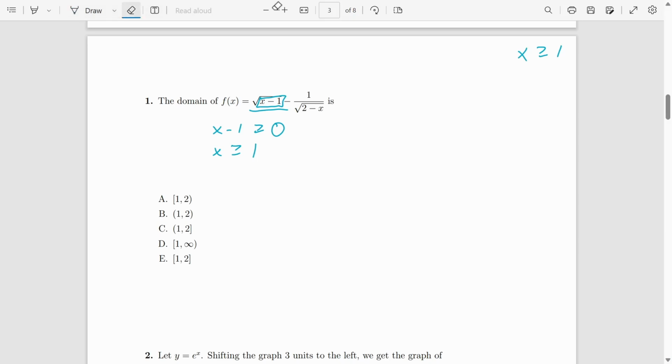For our second, we can either do what's inside the square root or the entire denominator. Let's do the other square root. So let's see, 2 minus x is greater than or equal to 0. Subtract 2 from both sides. Negative x is greater than or equal to negative 2. Multiply both sides by negative 1, x.